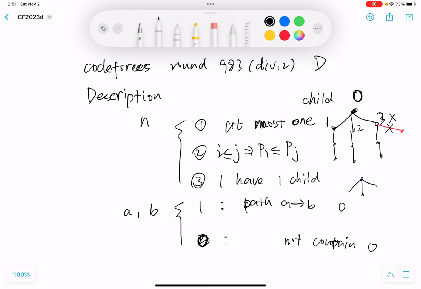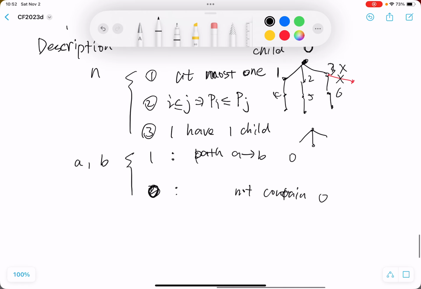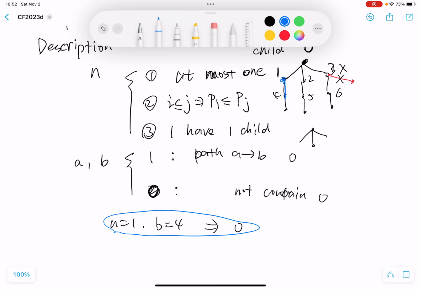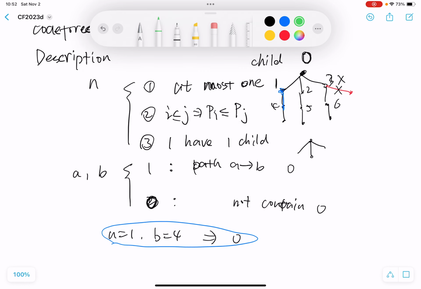Let's take this as an example. If A equals 1 and B equals 4, it will return 0 because this path will not contain 0. In contrast, if A equals 1 and B equals 6, it will return 1 because this path will contain 0. This is the description about the query.